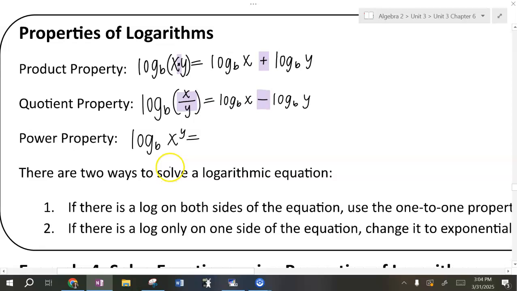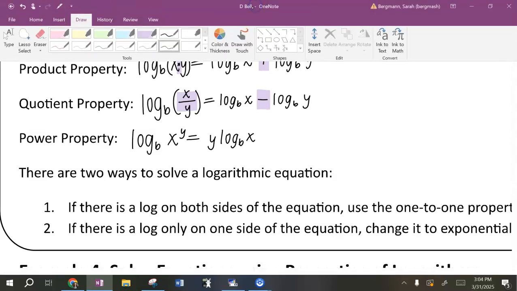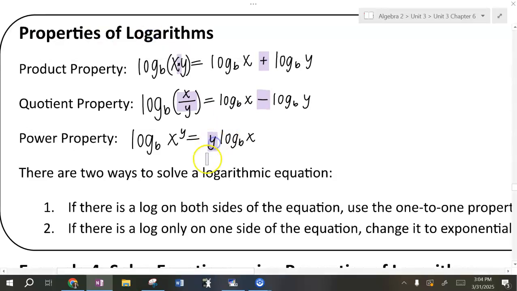Last but not least, you have the power property. So if you have a log base b of x, but that x is raised to the power of y, the power property tells us that you can bring that power down into the front of the log. Because logs have to do with exponents, you can bring it out in front of the log. So it kind of cancels out the log. This number or coefficient in front of the log will have to be brought up as a power.